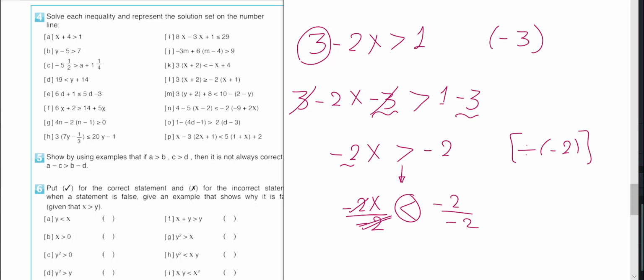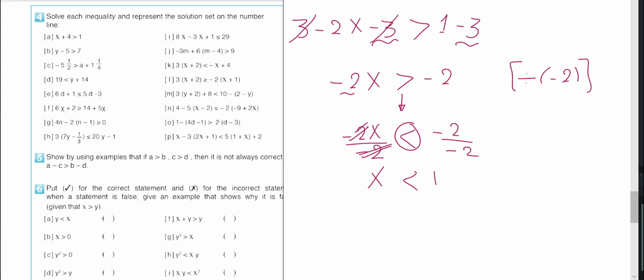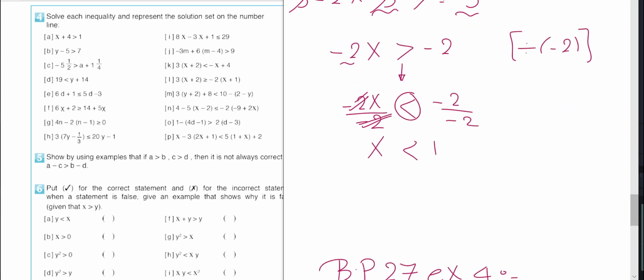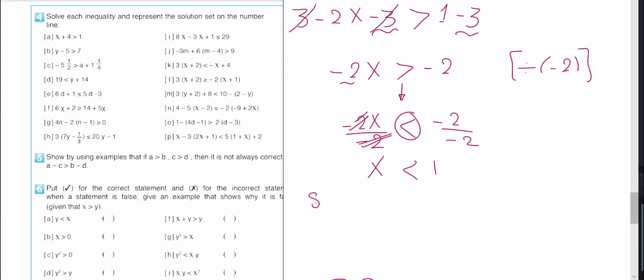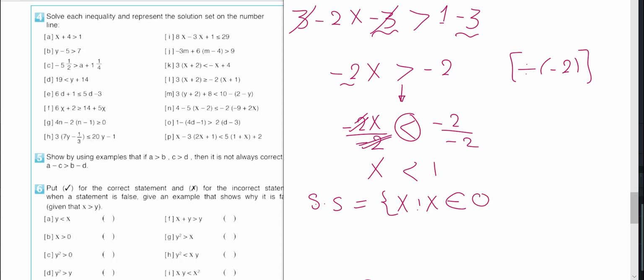Here negative 2 divided by negative 2 is 1. So x less than negative 2 over negative 2, which is equal 1. So x less than 1. The solution set is equal x such that x belongs to the set of rational numbers and x less than 1.